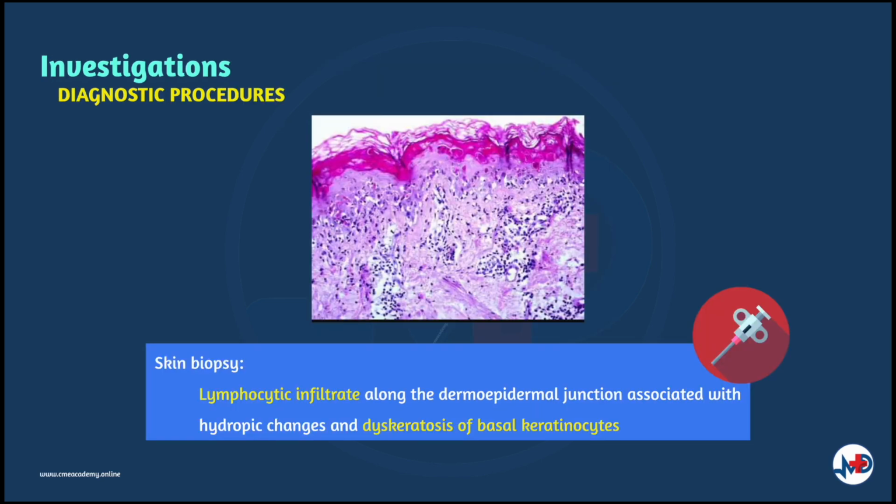Now, let's discuss the investigations of erythema multiforme. The diagnostic procedure of erythema multiforme is skin biopsy. Histopathological assessment of the patient's skin biopsy usually shows lymphocytic infiltrate along the dermoepidermal junction associated with hydropic changes and dyskeratosis of basal keratinocytes. This picture shows a histopathological finding of skin biopsy from a patient with erythema multiforme.